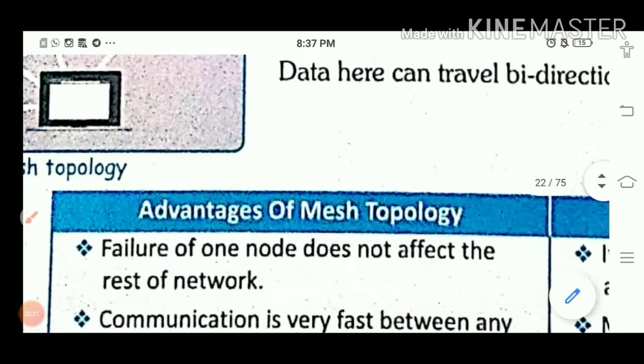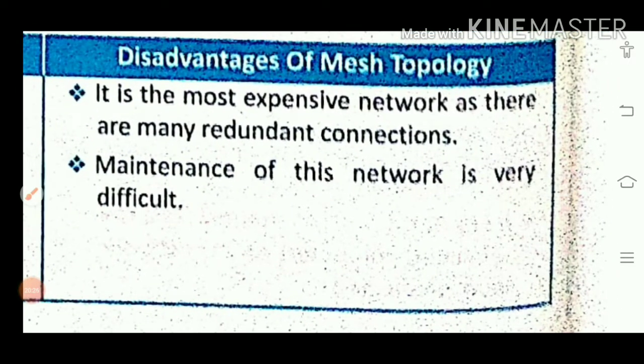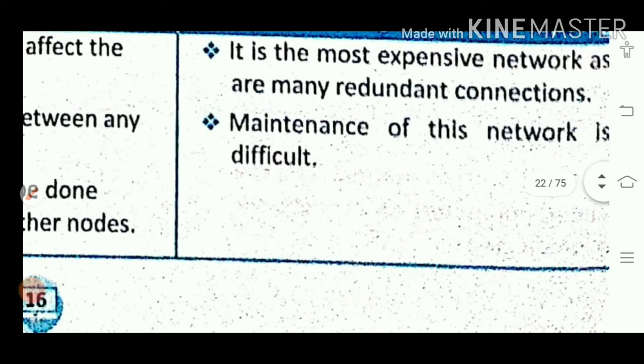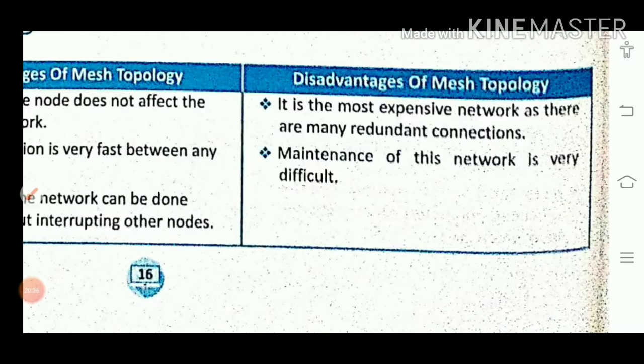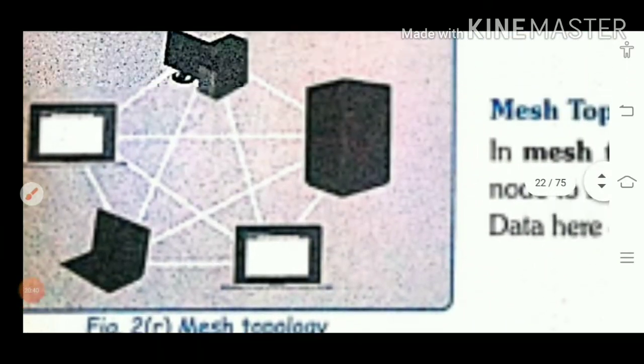Second one is that maintenance of this network is very difficult. Maintenance is difficult because so many wires are there. So many wires means so many connections, so many devices. So it is difficult to maintain all the devices, because every computer here requires so many ports.